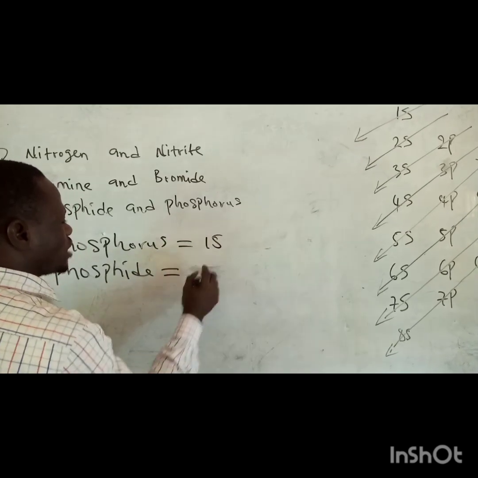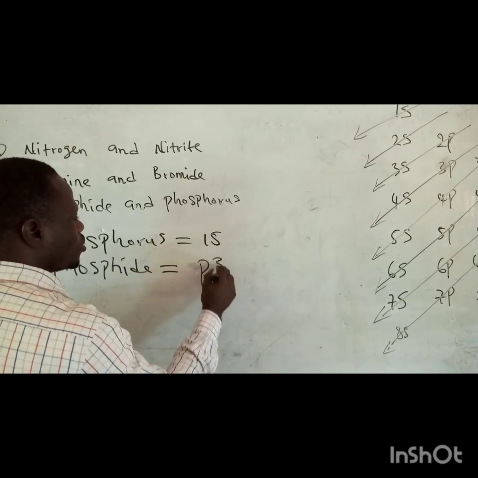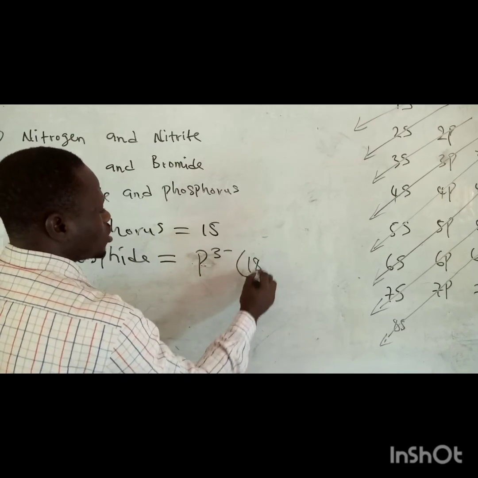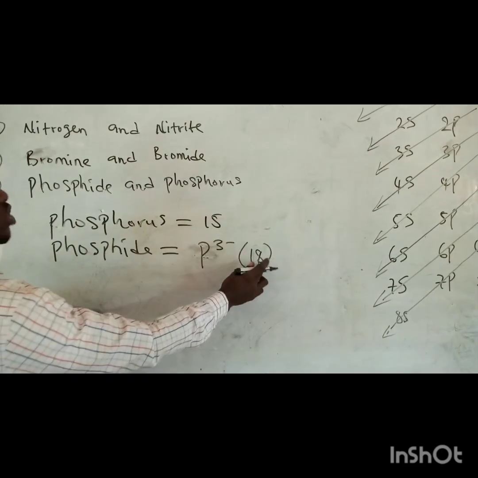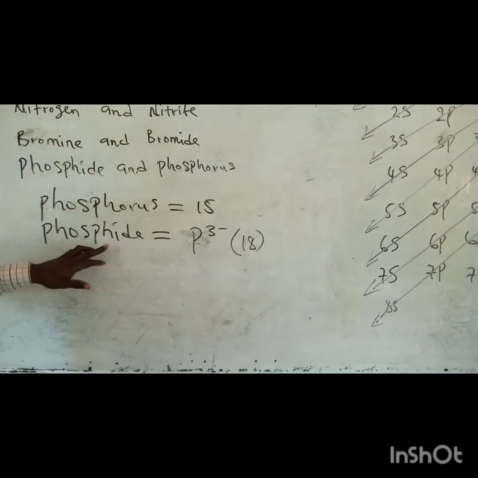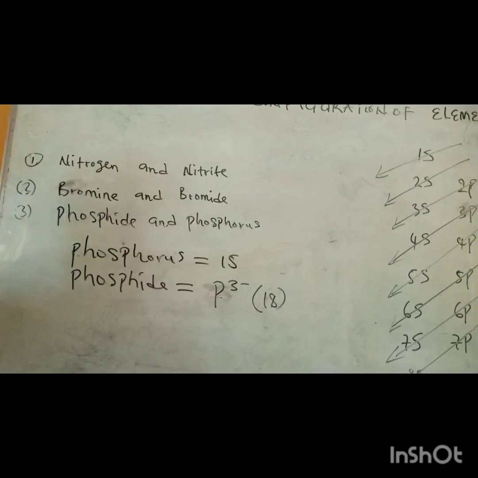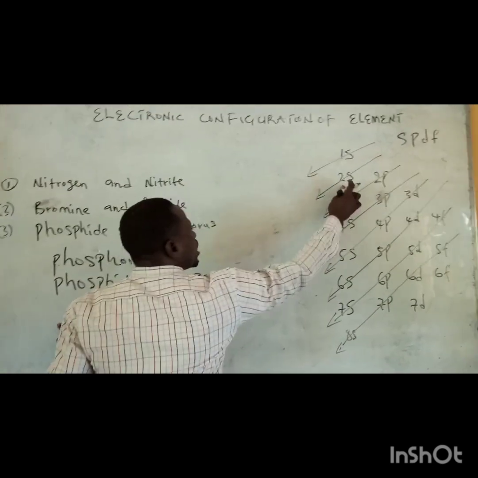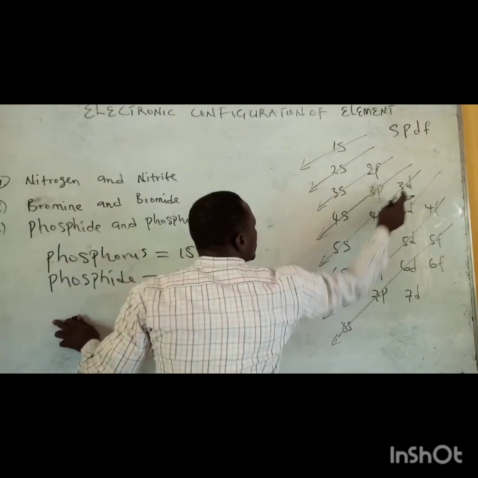This is because of the charge, P minus 3, so you have what? 15, 18. So you are adding 3 to this one to get 18. So I'll do this one, and you do the one for phosphorus as your last one. So we look at it, start from the beginning, from here to here, here to here, and so on.